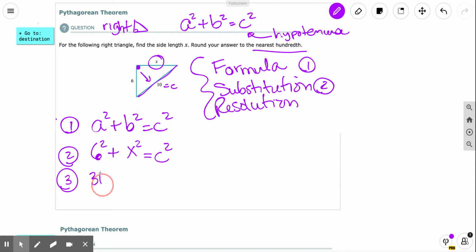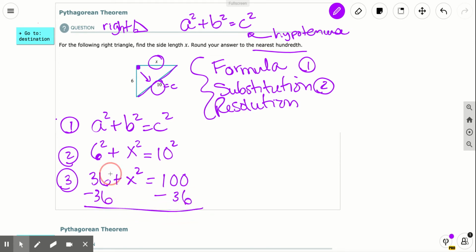6 squared is 36, plus x squared is equal to, and I forgot to substitute in there. I bet there's some people that noticed. 10 is equal to c. 10 squared. There, now I substituted in. 100. Then you subtract 36 from both sides because remember, we want to get the x squared by itself. I ran out of room, so I'm going to go over here. x squared is equal to 64. 100 minus 36 is 64.